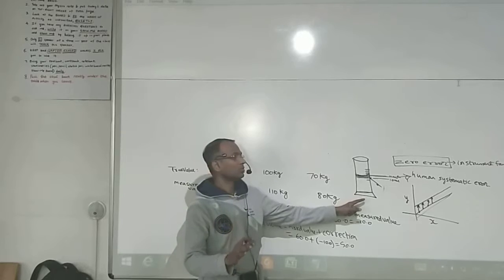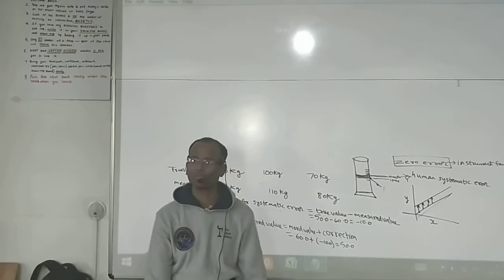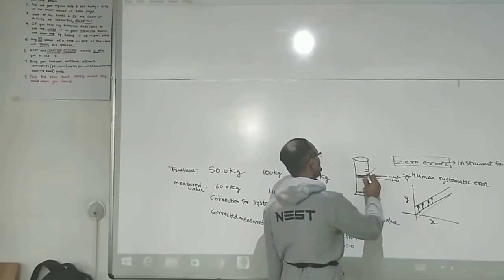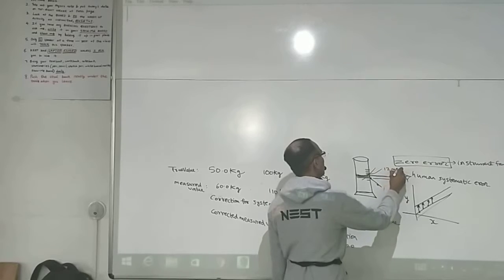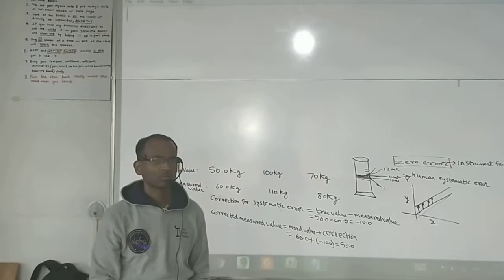So in all the measurements you did, you made the same kind of parallax error. So the systematic error is of the same type, so you can correct for it. Or if you see from above, again you will measure it as 12 ml. So the systematic error is on the other side. Understood now? Clear?